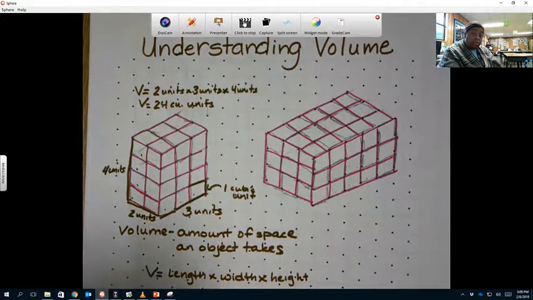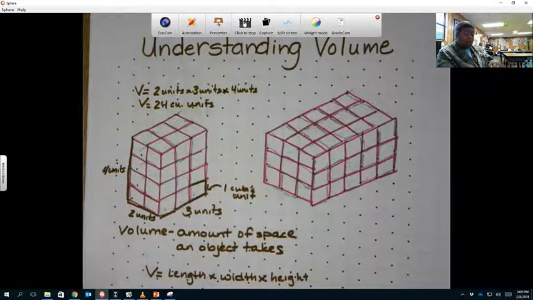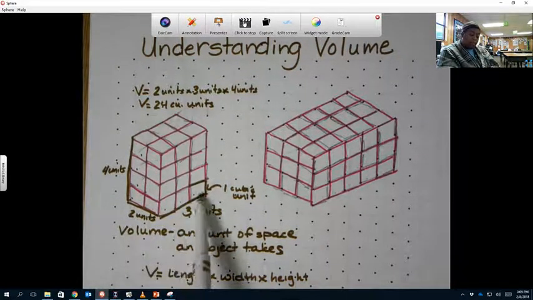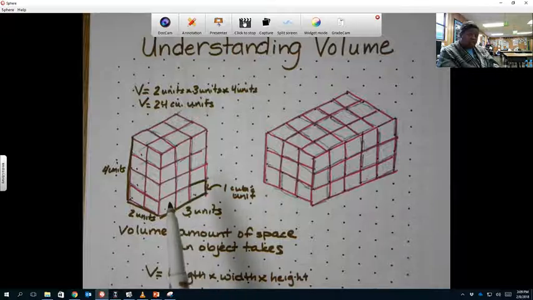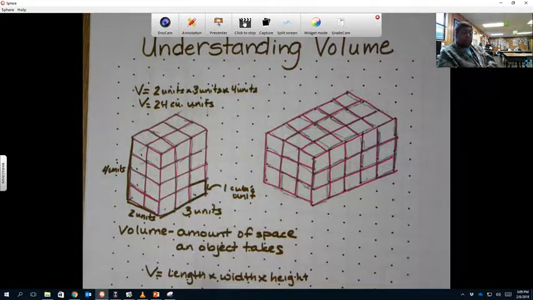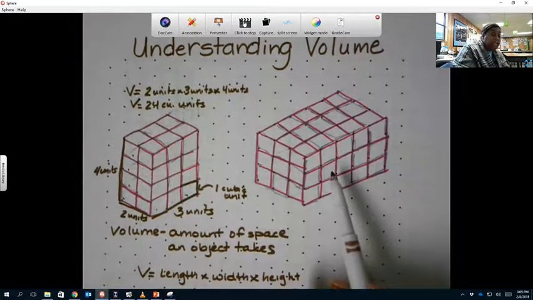And the cubic means 3. So we're doing 3 dimensions because remember each one of these blocks is a cubic unit. So 24 cubic units. Okay, let's go to the second rectangular prism.